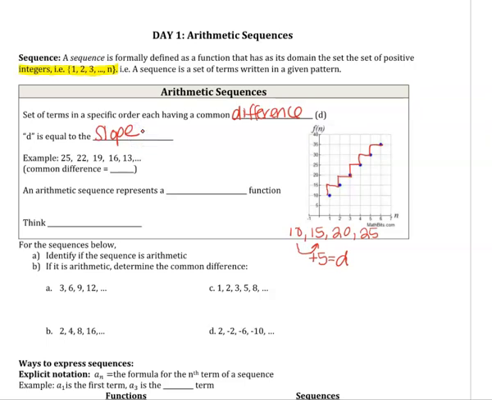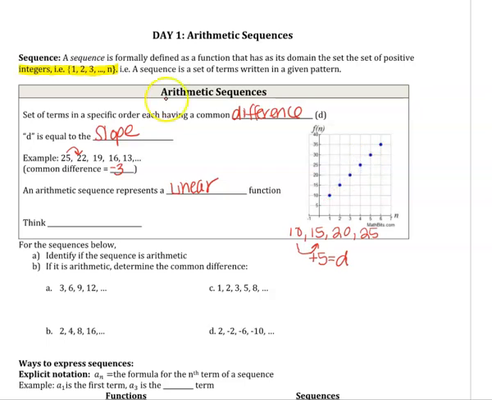All right, so for example, 25, 22, 19. Here you'd probably say, oh, well, they're going down by 3. So that means my common difference is negative 3. So yeah, your common difference can be positive, it can be negative, but it's the same thing every single time. An arithmetic sequence represents a linear function. So as you guys see, if I were to connect the dots, but I'm not, if I were to connect the dots, it would look like a line.